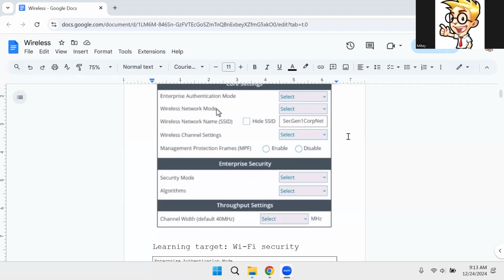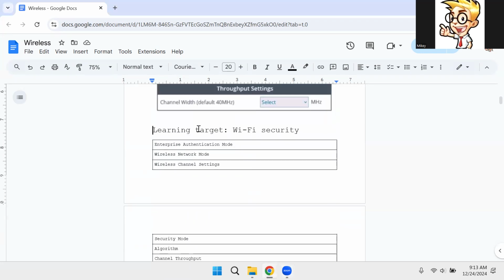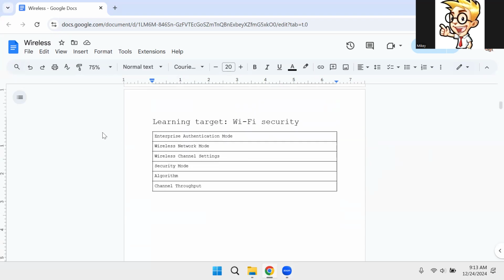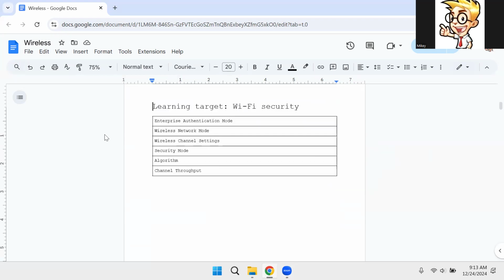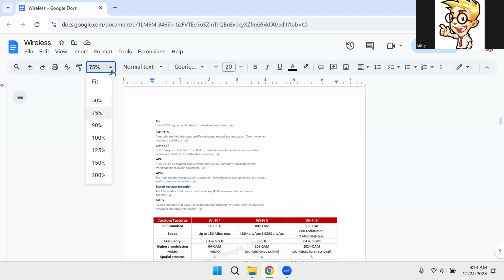Okay, let's get started. So for each drop-down item, here's the topic: enterprise authentication mode, wireless network mode, wireless channel settings, security mode, algorithm, and channel throughput. Okay, so let's talk about each one. I have different infographics and different slides to look at. Make this a little bit bigger.